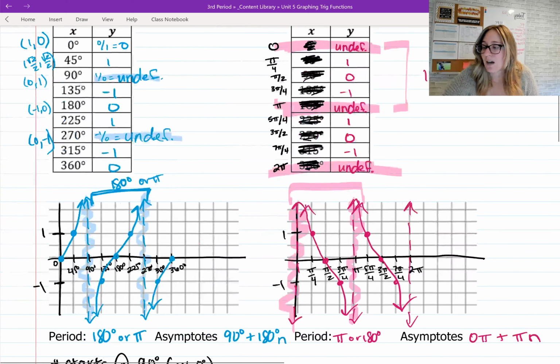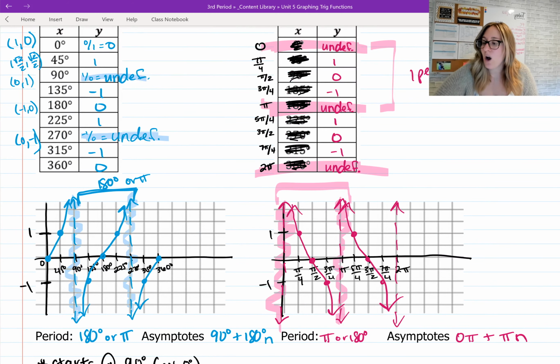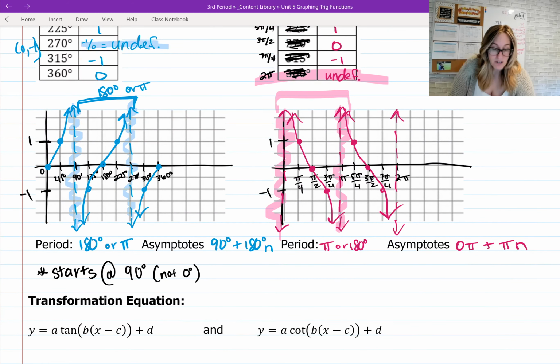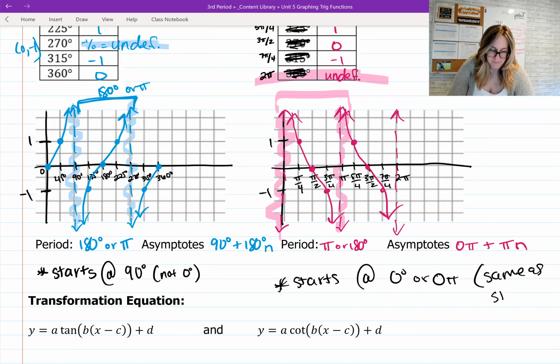If we compare and contrast, first off, cotangent starts at 0. This is nice, it starts at 0 degrees or 0 pi, same as sine and cosine. When we do our phase shifting, it's really easy with cotangent because it starts at 0, so we just do 0 plus whatever our phase shift is. Whereas with tangent, we can't do that. We have to start at 90 plus whatever our phase shift is, so it does get a little bit funky with tangent. But both tangent and cotangent have a period of pi.